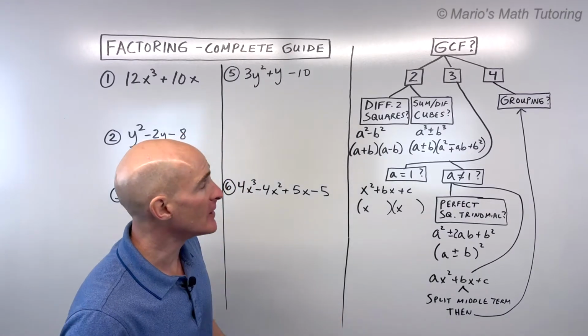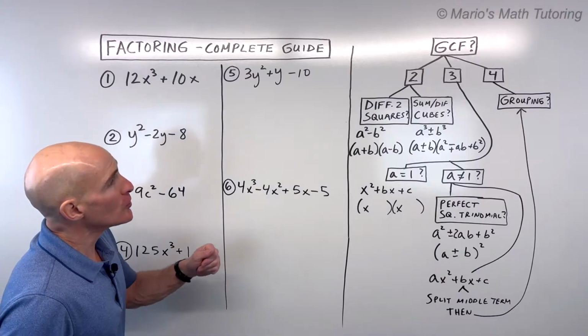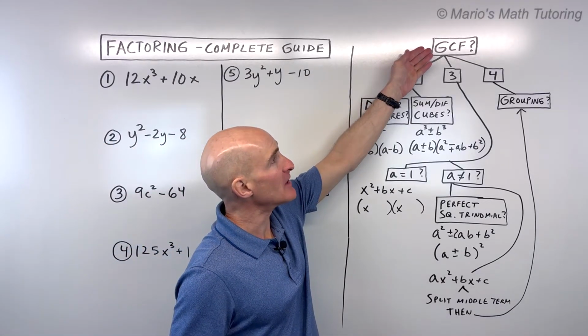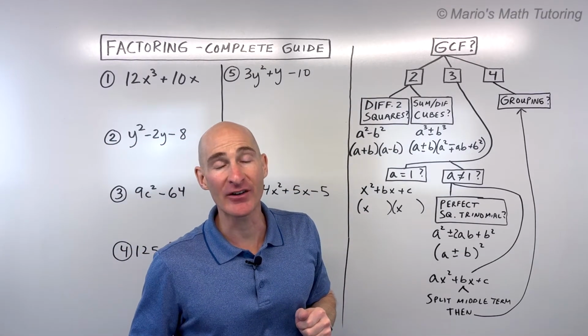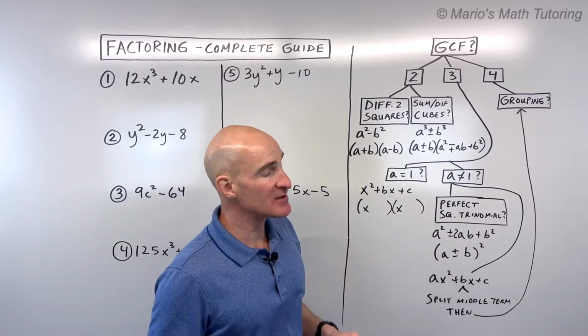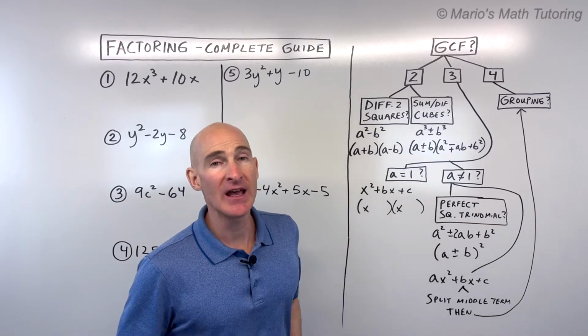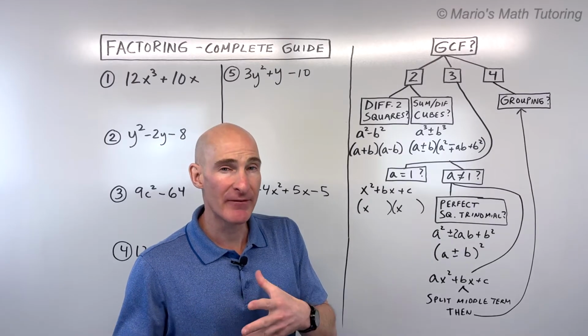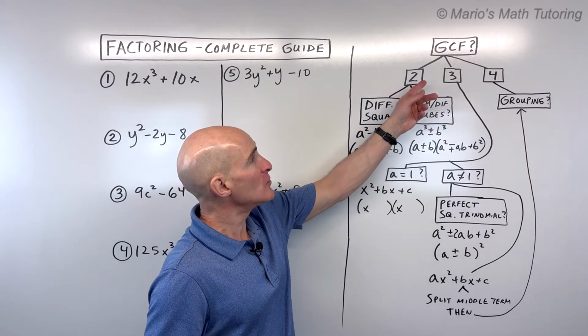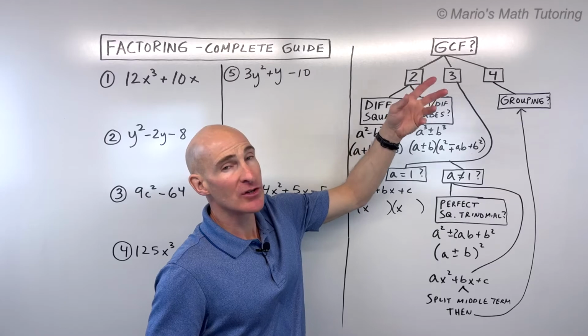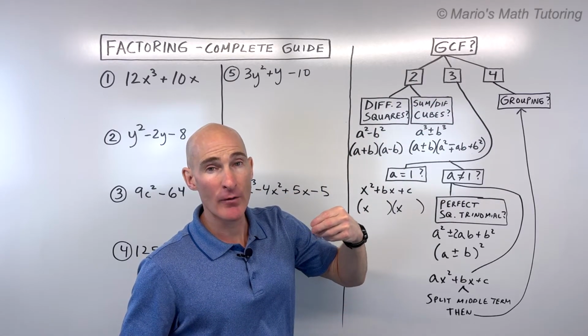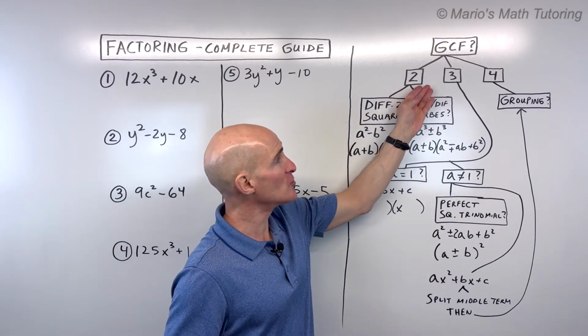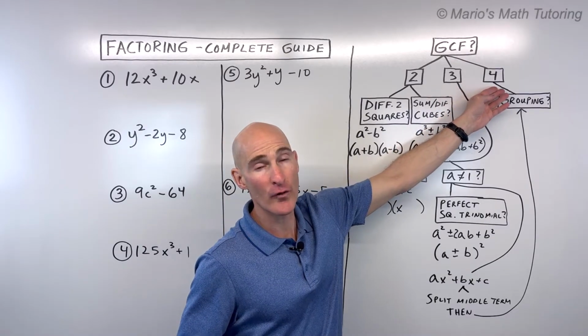So let's dive in. The first thing you want to do is ask yourself, is there a greatest common factor? You might want to copy down this table or take a picture of it, and you can use this decision tree to kind of figure out what to do. Once you figure out if there's a greatest common factor, if there is one, you want to factor that out first. Then you can ask yourself, are there 2 terms, 3 terms, or 4 terms?